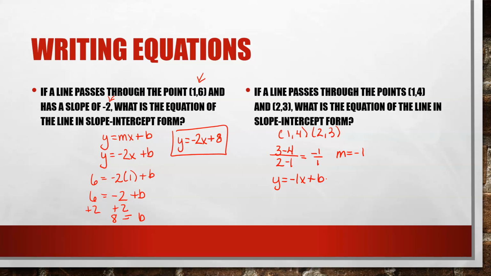I can use either one of the points that I choose. So I'm going to just use the first one right here. I'm going to plug in my x, y coordinates, the 4 where the y is and the 1 where the x is, to solve for my y-intercept or b. So I have 4 equals -1 plus b. If I add 1 to each side, b is 5. So now I'm going to put all my information together. So I have y equals -x plus 5.